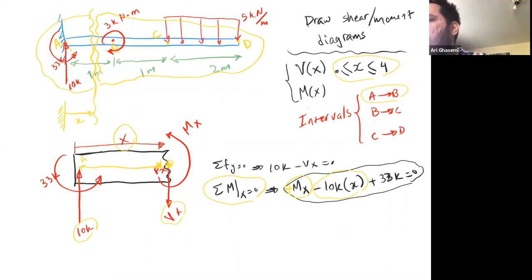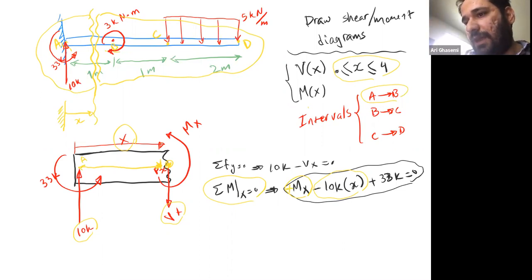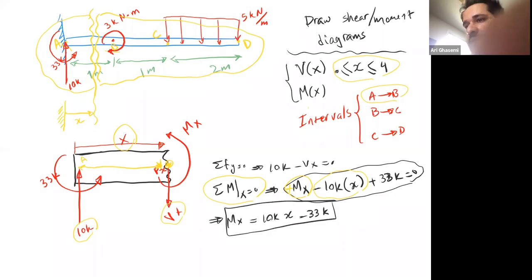Now, finally, you go to 33k, and because it's a couple moment, you simply add it to the equation, equal to zero. Now, let's solve for Mx. If you solve that equation for Mx, you get Mx, the moment at point x, is equal to 10k times x, negative 33k. That's it. So the shear at point X becomes 10k, and the couple moment becomes 10k times x negative 33k, okay?